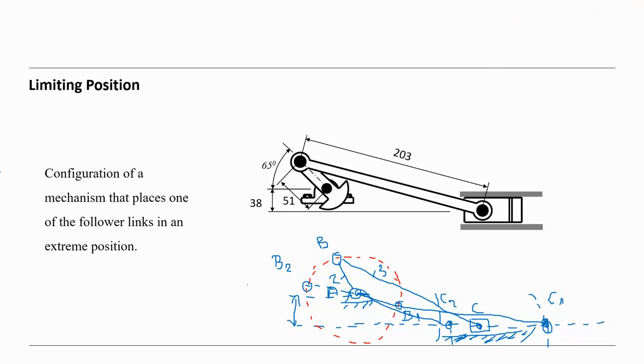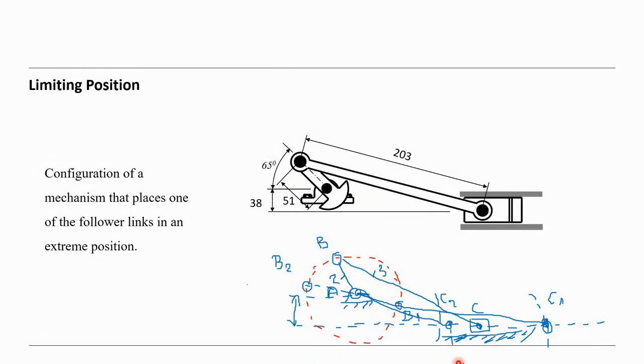We are talking about the limiting position of this mechanism. That means the crank and the coupler must be in line. That means in line, and there are two positions. One of them is the addition of the crank and the coupler. The other position is if we subtract the crank from the coupler, we bring it into that position.